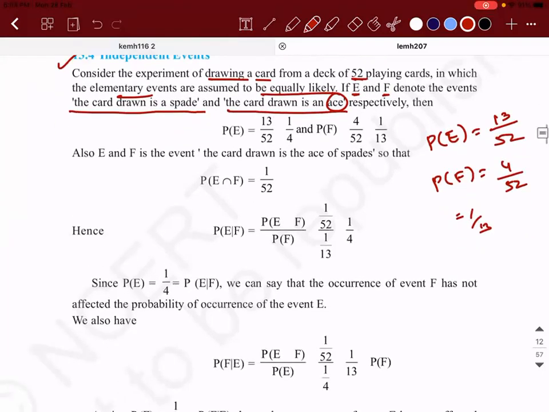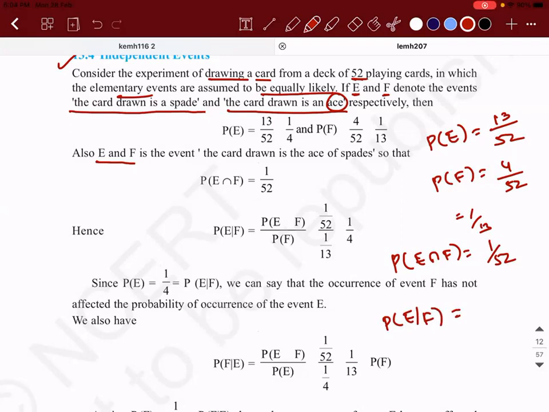Then what is the probability of events E and F to occur? What is the meaning of this? I want an ace with a spade. I want an event where the card drawn is an ace with a spade on it. How many such cards will be there? 1, sir. 1 out of the 52. Right? So what are they asking us to calculate? So what is the meaning of probability of E given F?